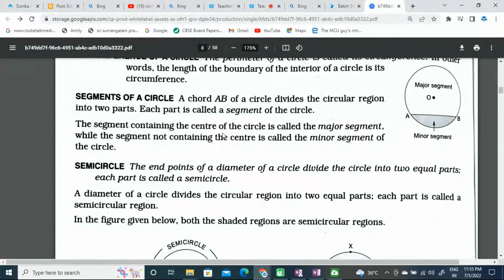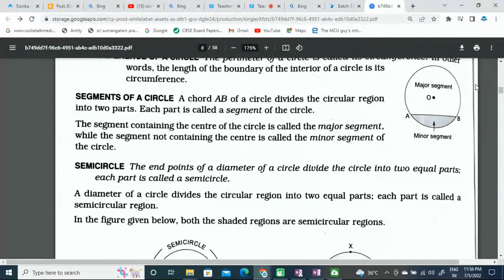Now, the segment containing the center of the circle is called a major segment. That means the segment which was major, it also contains the center of the circle. Clear? And the segment which does not contain the center of the circle, that was the minor segment. This is the main difference. In the major segment, the center is included. In the minor segment, the center is not included.